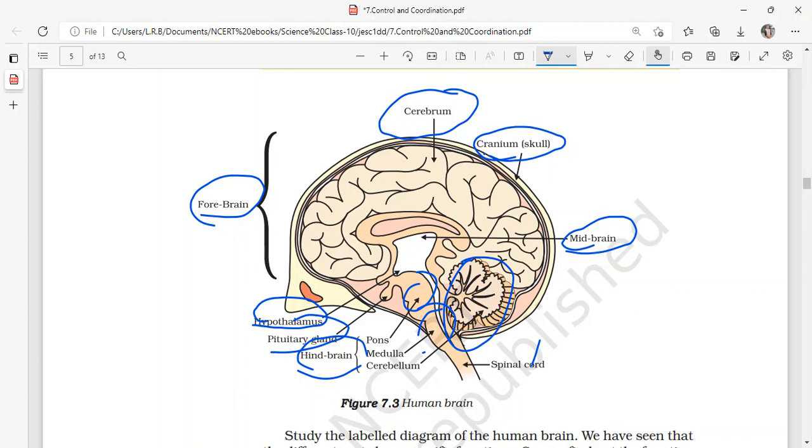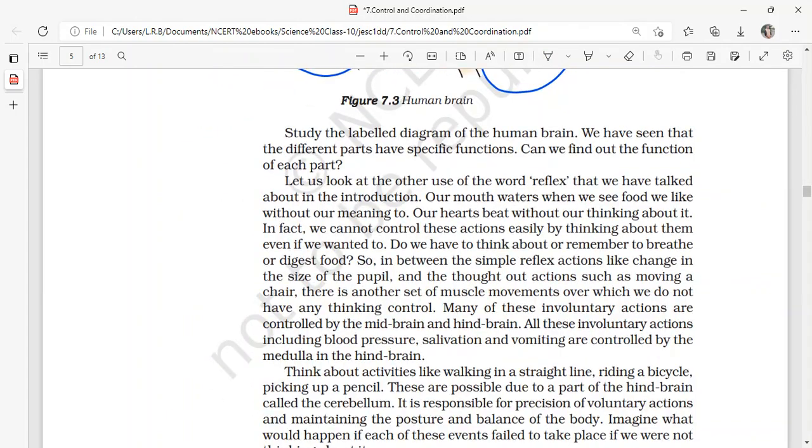And the spinal cord is the other part of the central nervous system. So this entire brain, including the spinal cord, is called the central nervous system, or central neural system, CNS. Then let us look at another use of the word reflex.